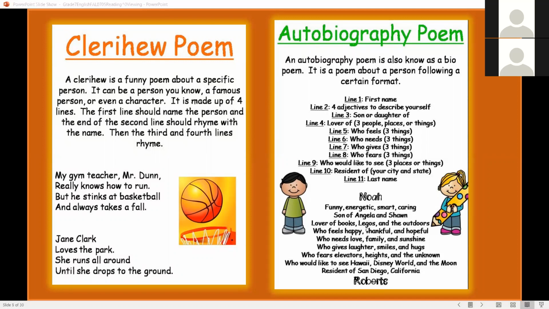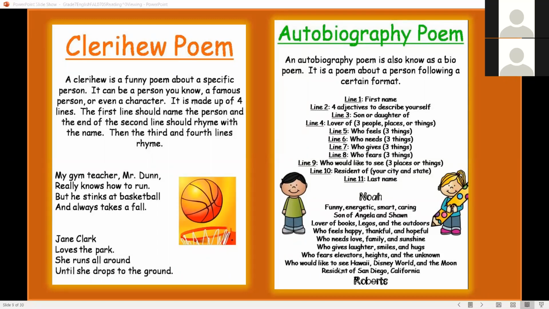Lover of books, Legos, and the outdoors. How does the person feel? Who feels happy and thankful and hopeful? What do they need? Who needs love, family, and sunshine? What do they give? Who gives laughter, smiles, and hugs? Lots of hugs. Who fears? What do they fear? Elevators, heights, and the unknown.